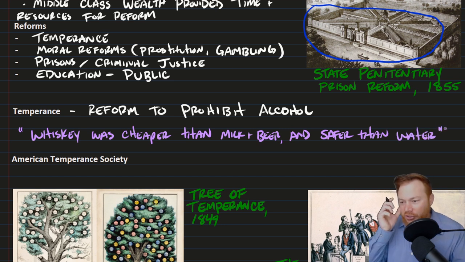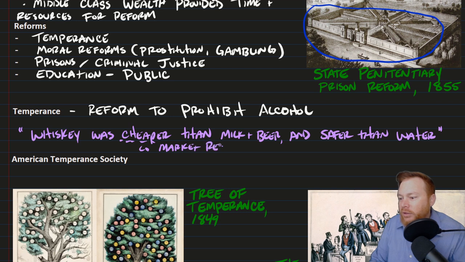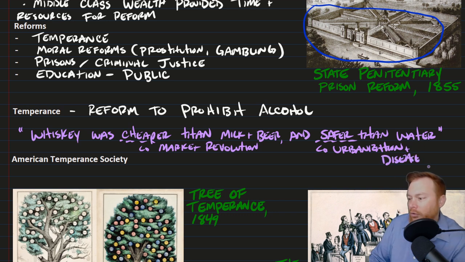All right, so this quote is touching upon some of the features of antebellum industrial society. The idea of whiskey being cheaper, well, a lot of this you can attribute to the market revolution. This efficiency of production, right? Farmers being able to distill whiskey and then put it on the trains and transport it, and only the really efficient whiskey makers getting their product to market. And then this point about safer than water, this has to do with urbanization and disease. A lot of these industrial cities were hotbeds of disease, cholera outbreaks.